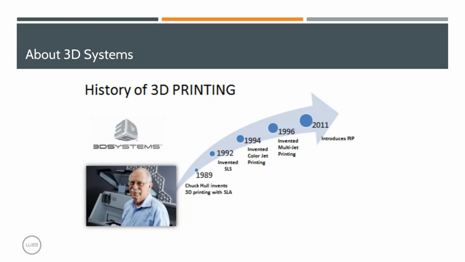The next one is they invented multi-jet printing. I know another industry term out there is polyjet printing. 3D Systems invented multi-jet printing back in 1996. And then 3D Systems introduced PJP, which is plastic jet printing, which another industry term is fused deposition modeling. So they didn't invent that, they just started offering their own version of it in 2011.